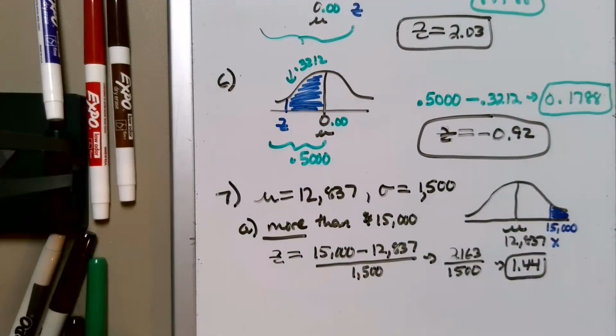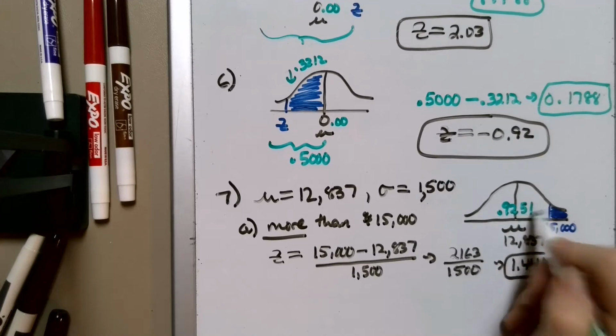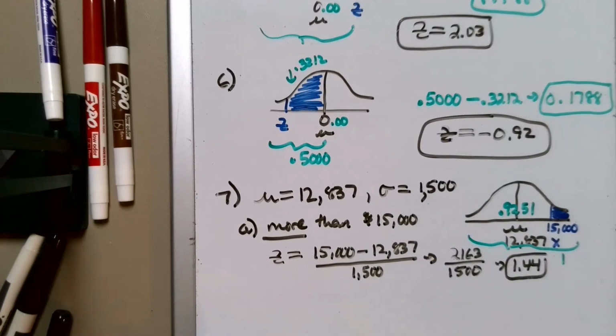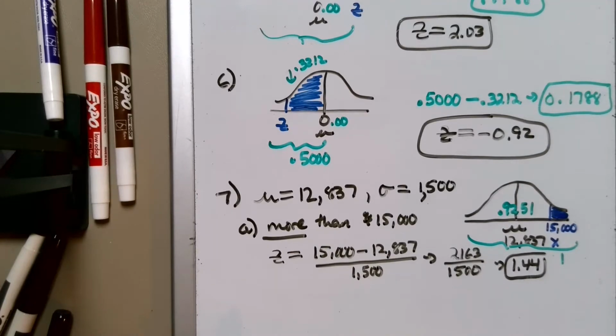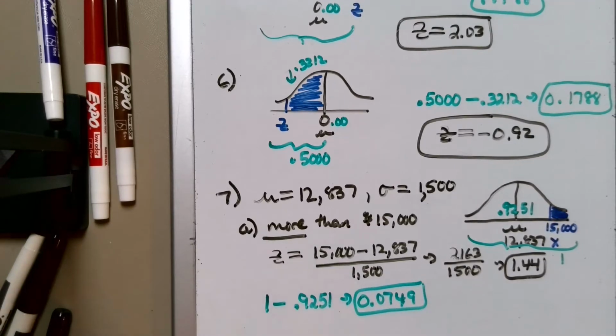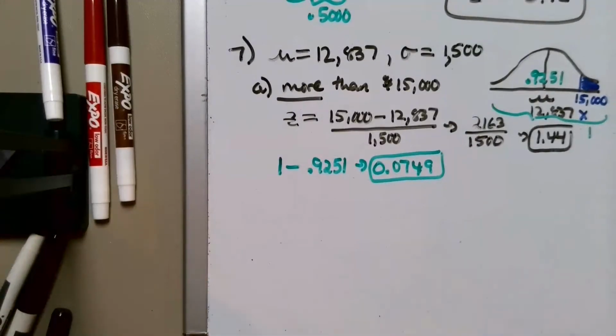Now that is the area where? To the left, because that's how our table works. It always gives us the area to the left. So we have to use the idea that the entire area under the curve is 1, or 100%. To get the area to the right, we're going to subtract 1 minus the unshaded 0.9251, which is going to give us our area 0.0749. So that's the probability that a randomly selected PhD student would make more than $15,000, about 7.5% probability.